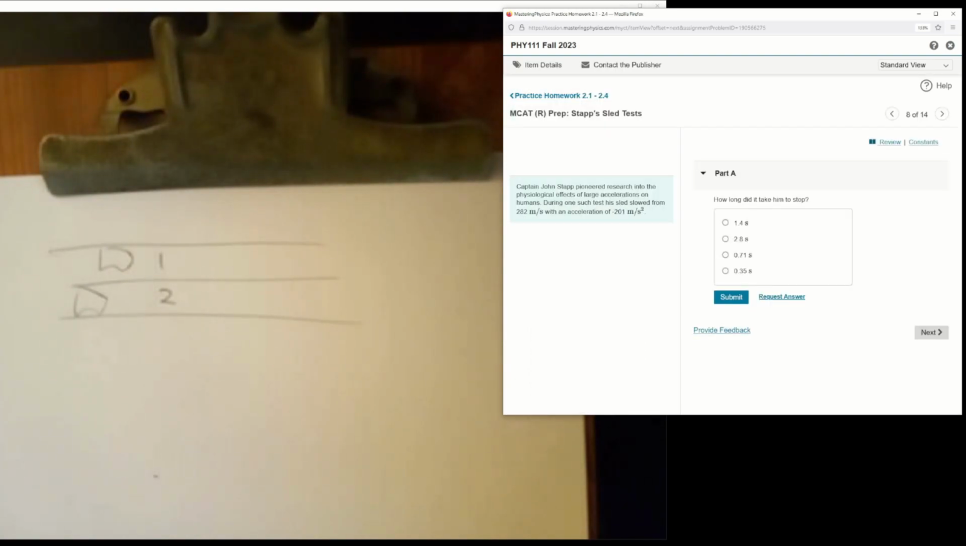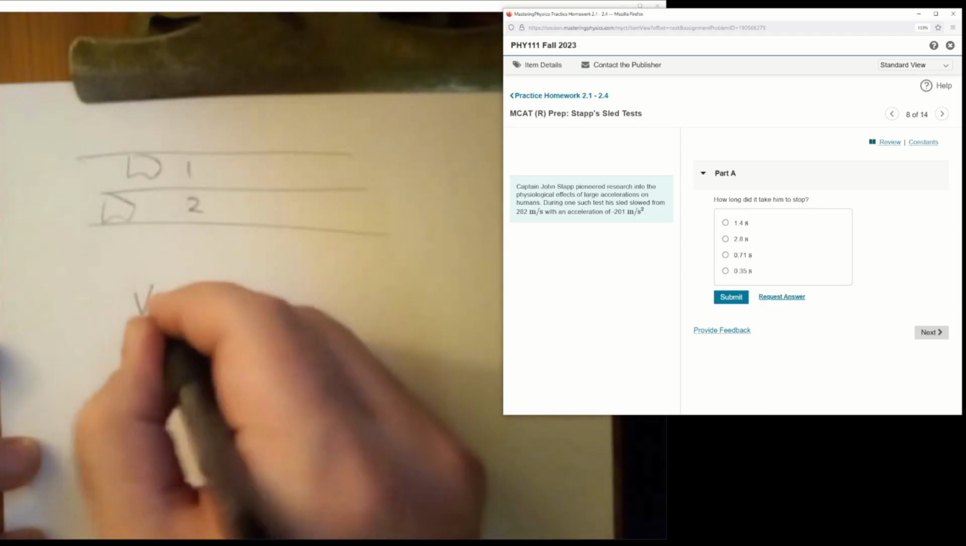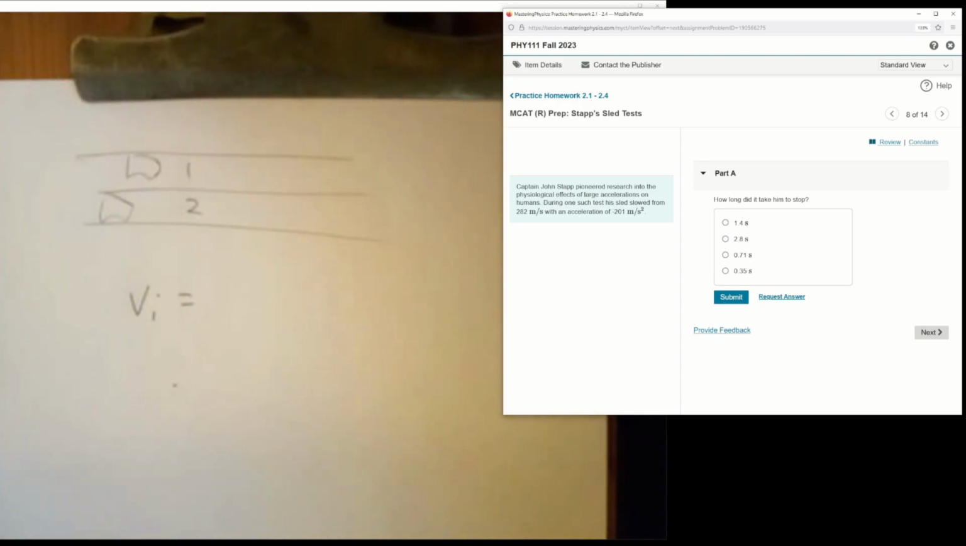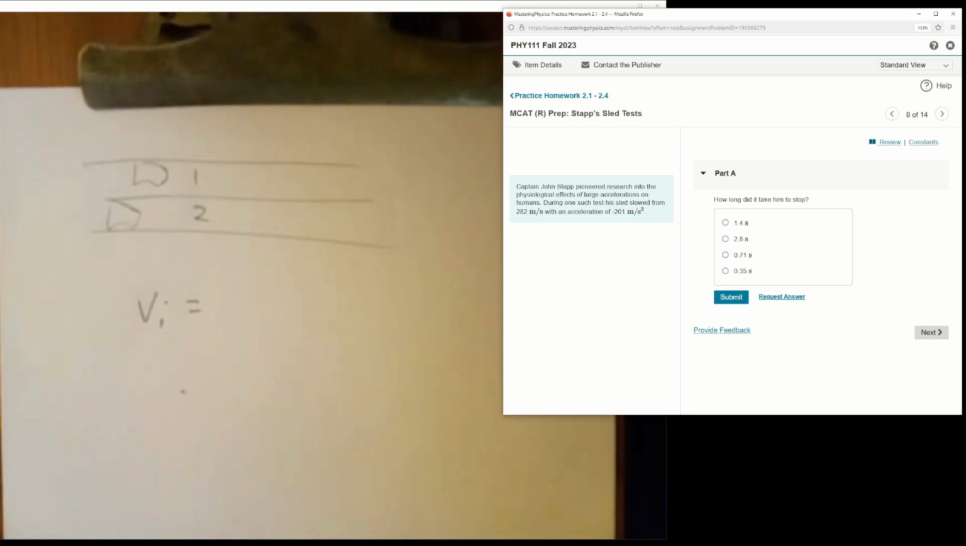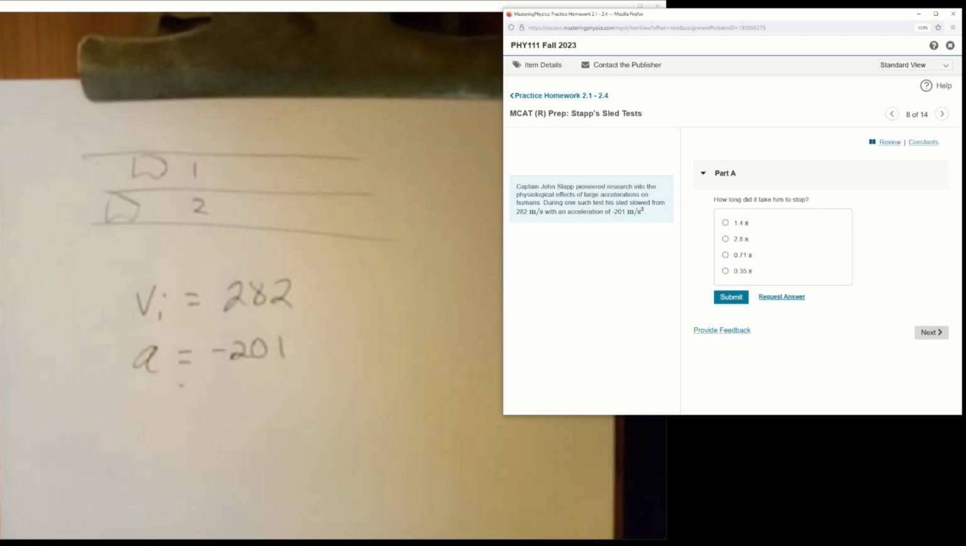So what do we got here? Captain John. So now we have some information here. He's on his sled, and during his test run, he slowed from this speed with this acceleration. So he slowed from an initial speed. So we're going to start identifying the kinematic variables. We have an initial speed, 282, and it's in meters per second, so we don't need to do any conversion there. And they're giving us an acceleration of minus 201. And again, that's in correct units, so we don't have to do any conversion.